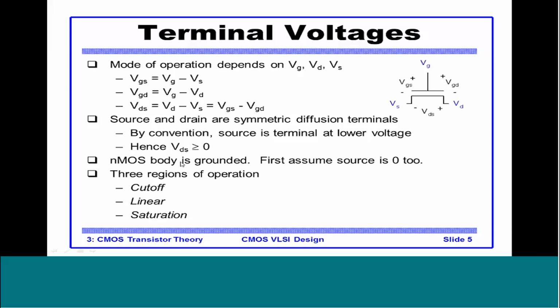Now for NMOS, we assume for now that the substrate is grounded. That means VS and the body are both at 0 voltage. For now, we'll see how varying both VS and VB, the voltage at the body, will affect the operation. But for now, let's assume the source and body both to be at 0. There are three distinct regions of operation: cutoff, linear, and saturation. Let's look at each one of them.